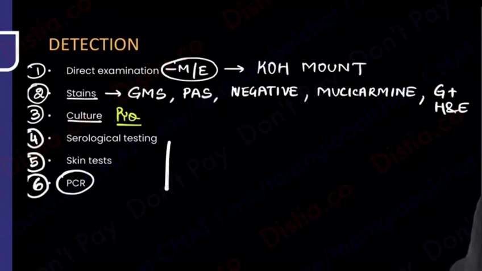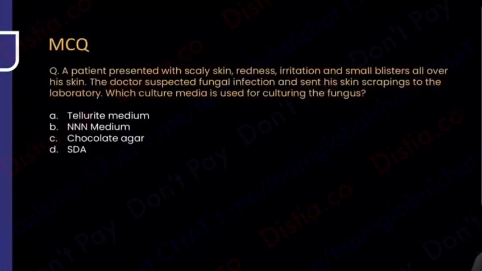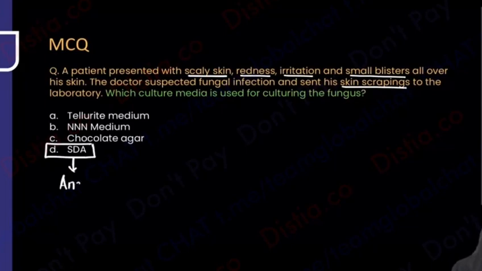Let's do a quick recap, and also now let's practice one or two questions which might help you. There's a patient who presented with scaly skin, redness, irritation and small blisters all over his skin. The doctor suspected fungal infection and sent his skin scrapings to the laboratory. Which culture media is useful for culturing the fungus? So firstly, even if you would have read the last sentence, which culture media is used for culturing the fungus, you know for a fact that for fungal organisms, the culture media is SDA. But obviously, the purpose of this question is not this. You have to tell me the others also, because by now I'm assuming you've heard throughout the bacteriology section also.